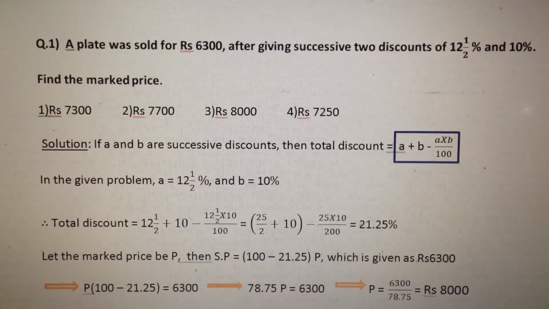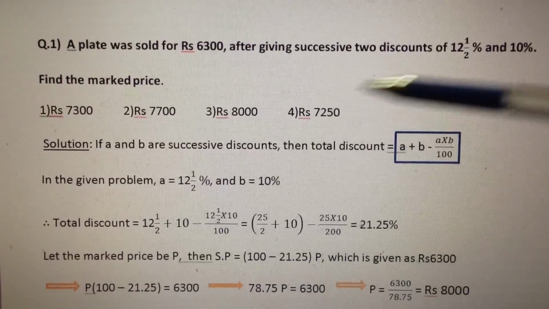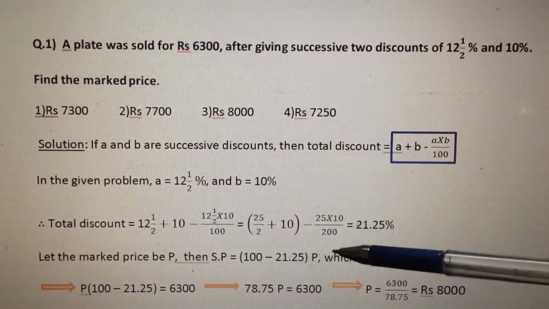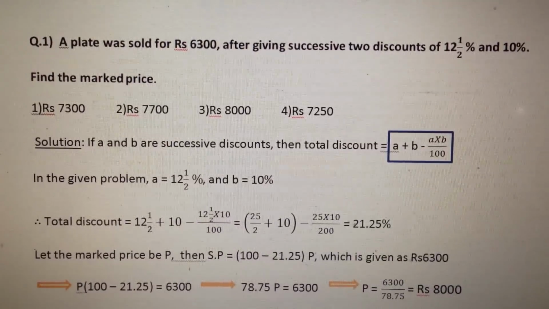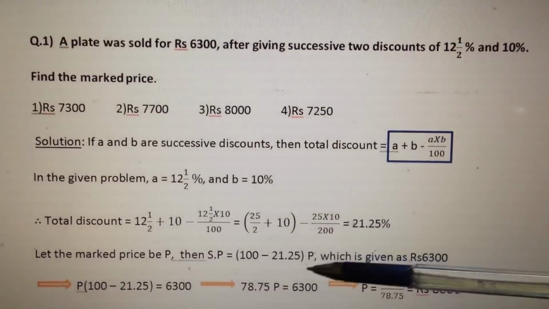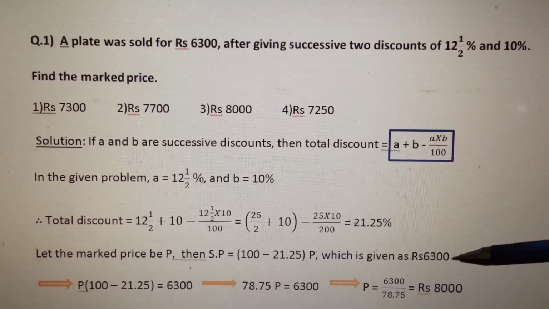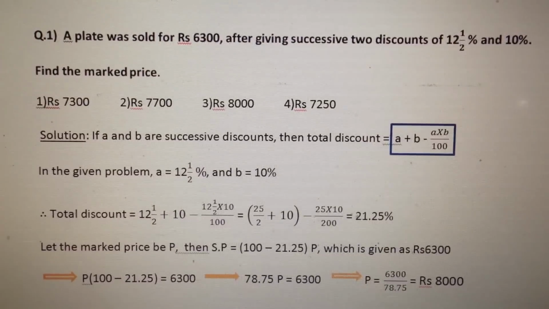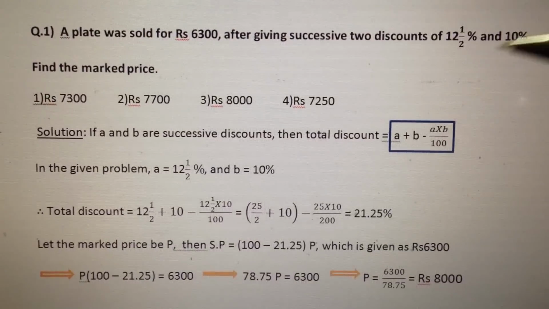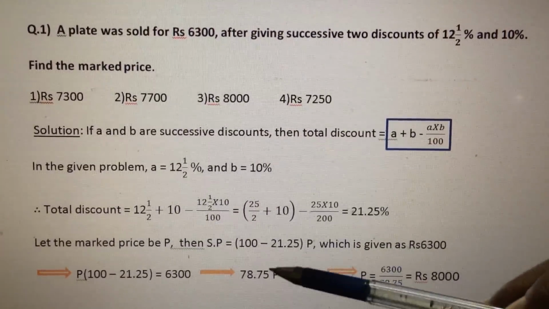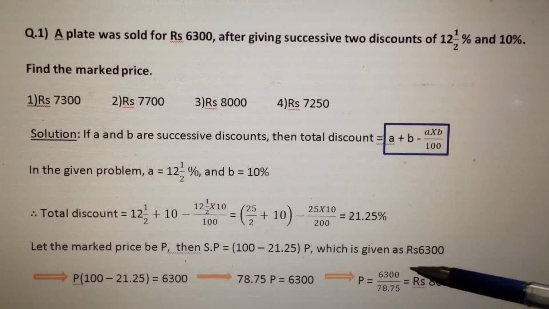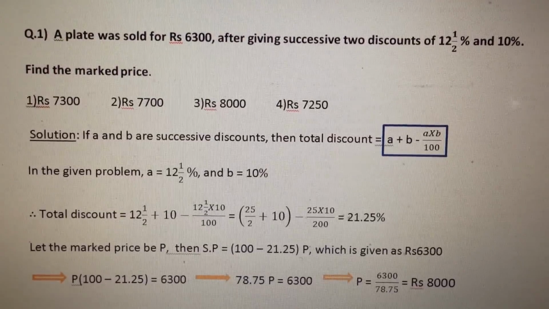Now let us suppose the market price as P. Now we know that selling price is equal to 100 minus discount percentage into the market price. Therefore, selling price here is equal to 100 minus 21.25 into P, which is equal to 6,300. Therefore, P into 100 minus 21.25 is equal to 6,300. This is equal to 78.75 P is equal to 6,300. Therefore, P is equal to rupees 8,000. This is option number 3.